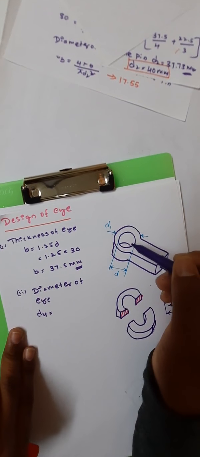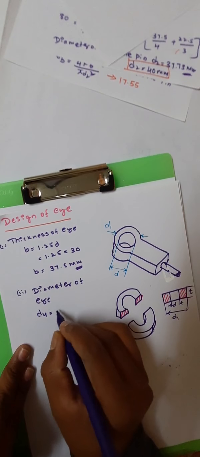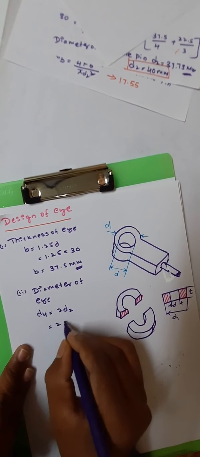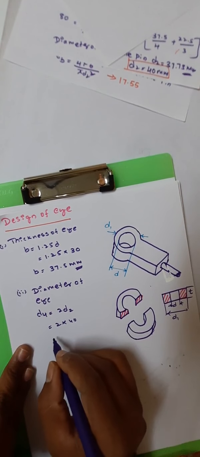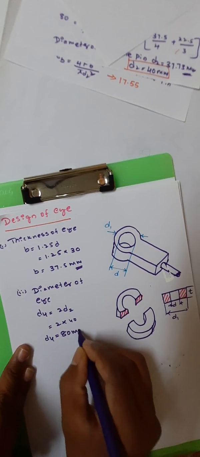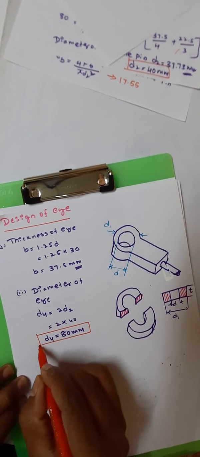Here what we will do, we will insert the knuckle pin. The d4 we need to find out. d4 is equal to 2 times of d2. So we know the value of d2, that is 40. If you substitute that, we'll get d4 is equal to 80 mm.